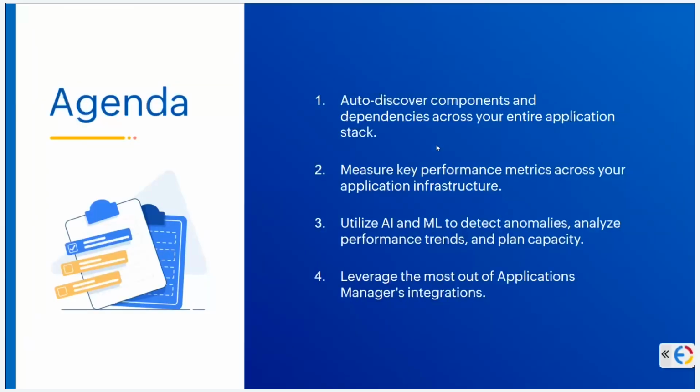Let me walk you through today's agenda. We have 4 parts. In part 1, we will be talking about how to discover components and dependencies across your entire application stack automatically. In part 2, we'll be looking at how you can measure the key performance metrics across your application infrastructure. In part 3, we'll be looking at how you can utilize AI and ML to detect anomalies, analyze performance trends, and plan capacity. And finally, in part 4, we'll be looking at how you can leverage the most out of Applications Manager's integrations.